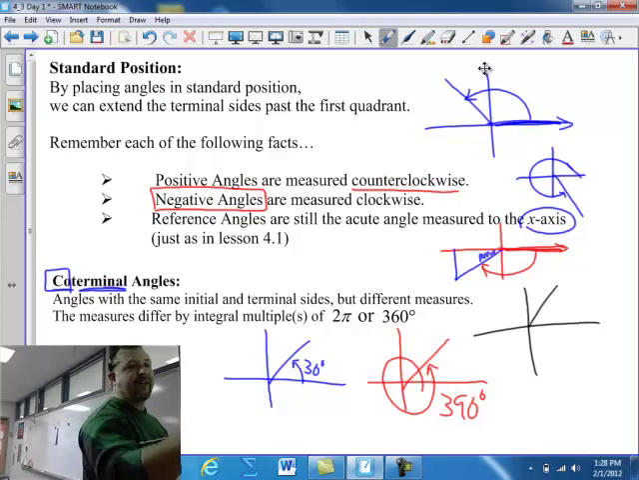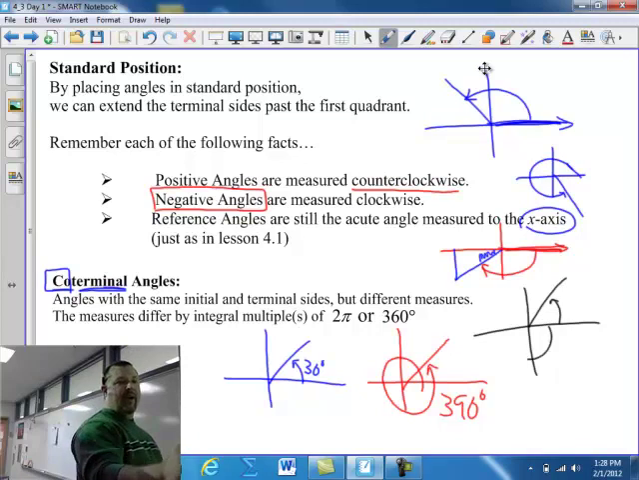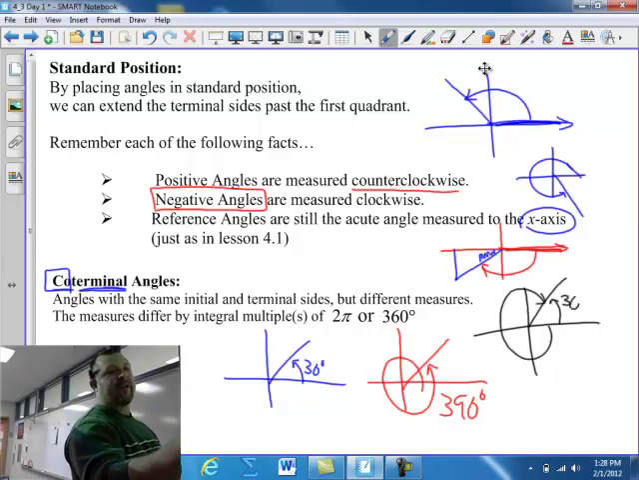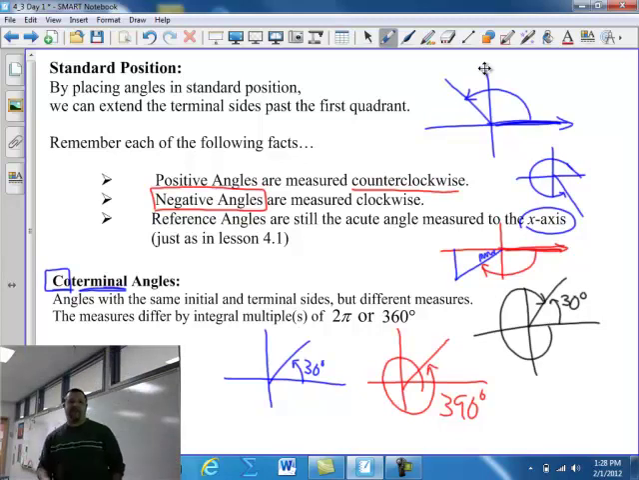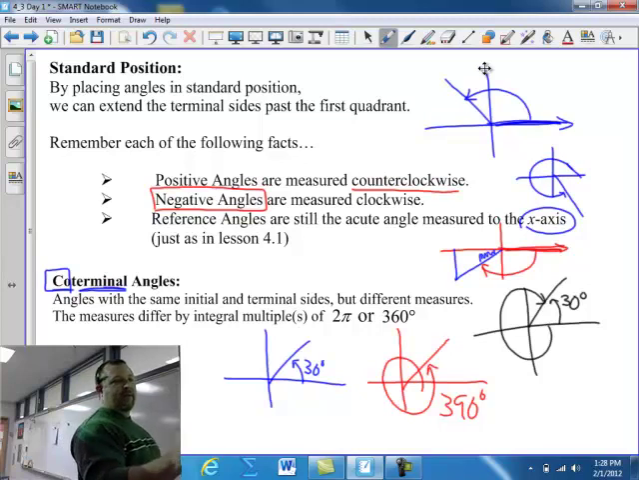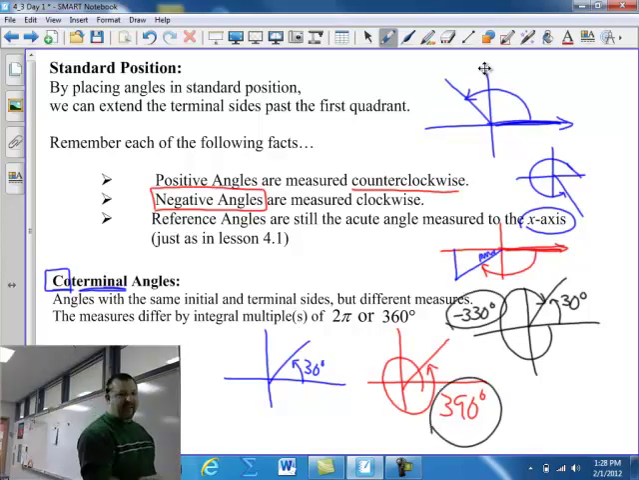Let's try this way. Here's a 30-degree angle. A negative coterminal would say go the other way, all the way around to there. There are 360 degrees all the way around, so you didn't quite go all the way; you went 30 less than a whole circle. So this would be 330, but we went backwards, in a negative direction. So a negative 330-degree angle, a 390-degree angle, and a 30-degree angle are all coterminal.